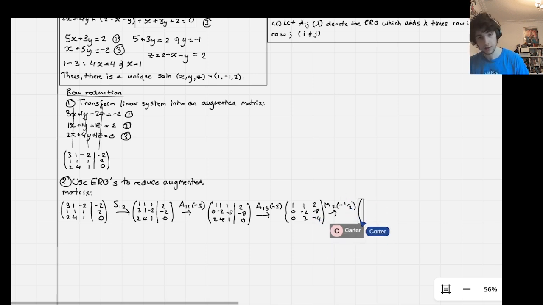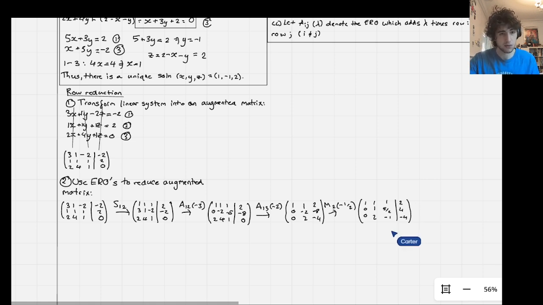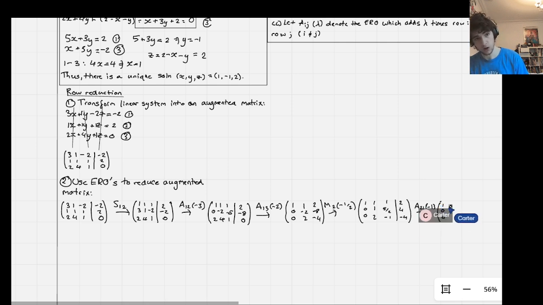And so from there, we can just continue, multiply by minus a half. This gives us 1, 0, 0, 1, 1, 2, 1, 5 over 2, minus 1, and then we have 2, 4, minus 4. And then what we can do is we can add minus 1 times the second row to the first row. So we're going to do A2,1 of minus 1. And then this will give us the following system. 1, 0, 0, 0, 1, 2. And we get minus 3/2, 5/2, and minus 1. And then minus 2 for minus 4.